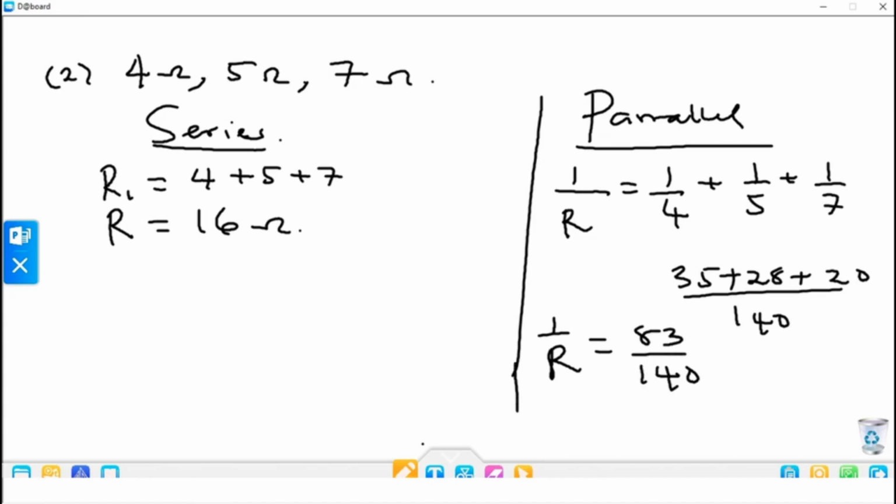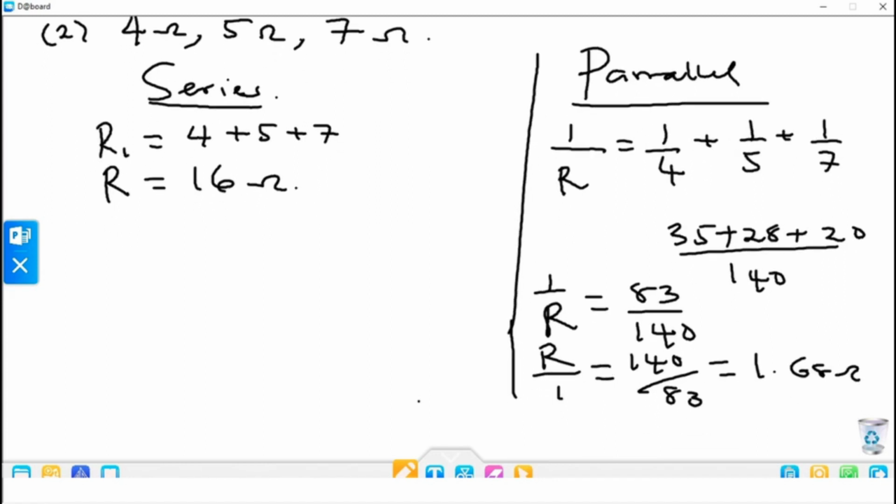Like I said earlier, we're going to find R, not 1 over R. So now take the inverse, which is R over 1, equal to 140 over 83. And divide 140 by 83. We're going to have 1.68 ohms. Now, take a look at this. From our condition, we said that in parallel connection, the effective resistance is lower than the least resistor. So 1.68 is lower than 4, which is the least resistor. That is why this is basically the best method in carrying out wiring in a building, because the effective resistance offered will be smaller. So basically we've obtained our effective resistance in series and in parallel.